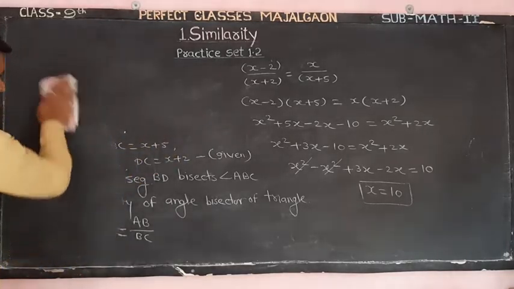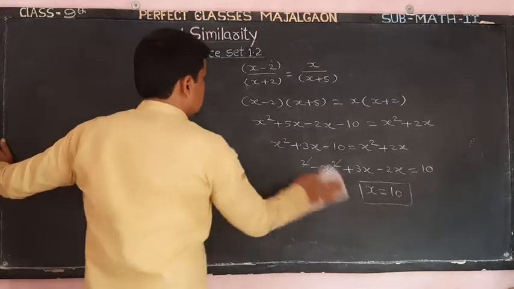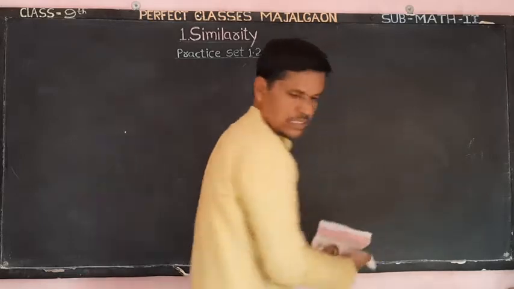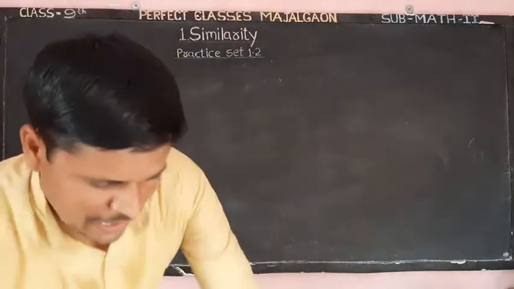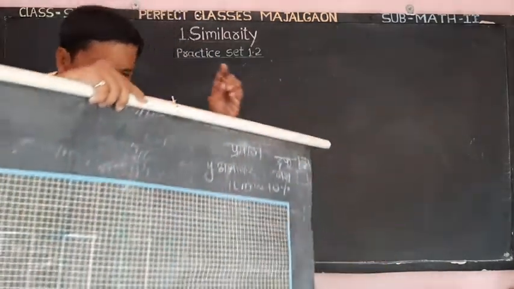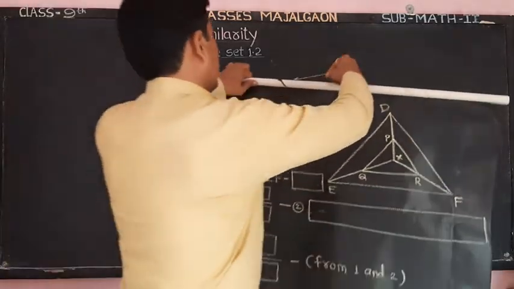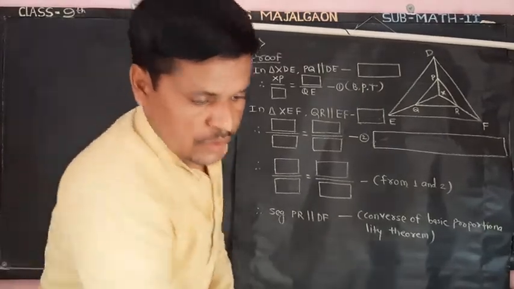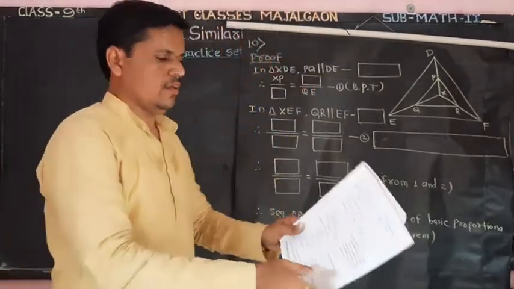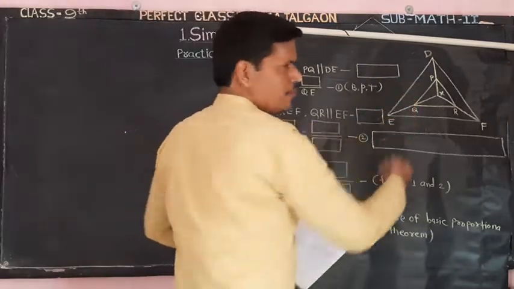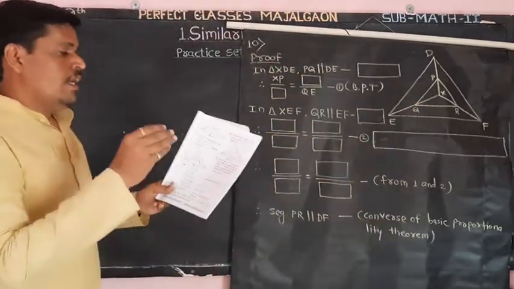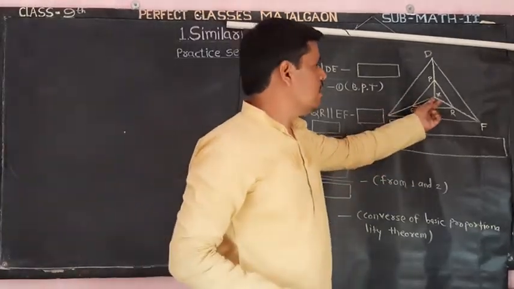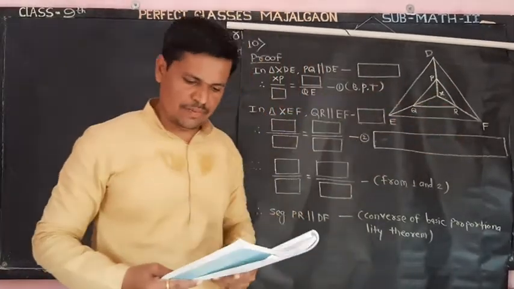The 10th example, I write on the board. This is the activity. Here the question is, I read the question. In this figure, they say that X is any point in the interior of the triangle. X is any point interior of the triangle.